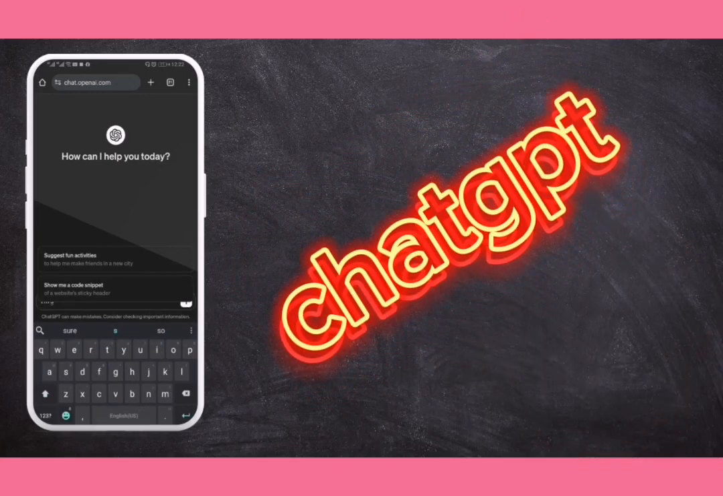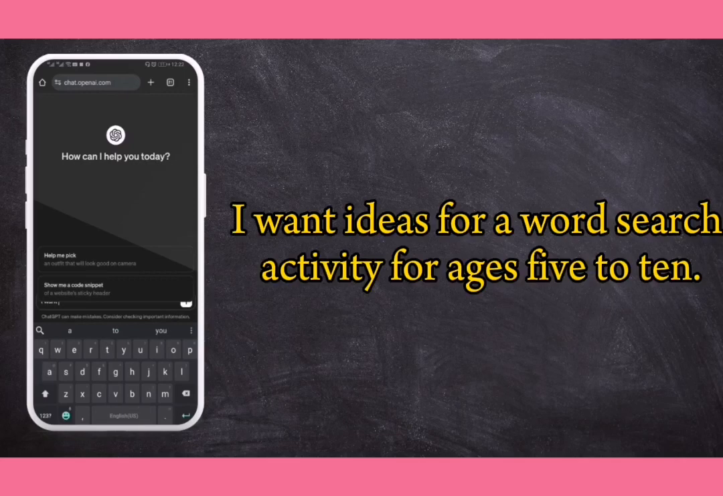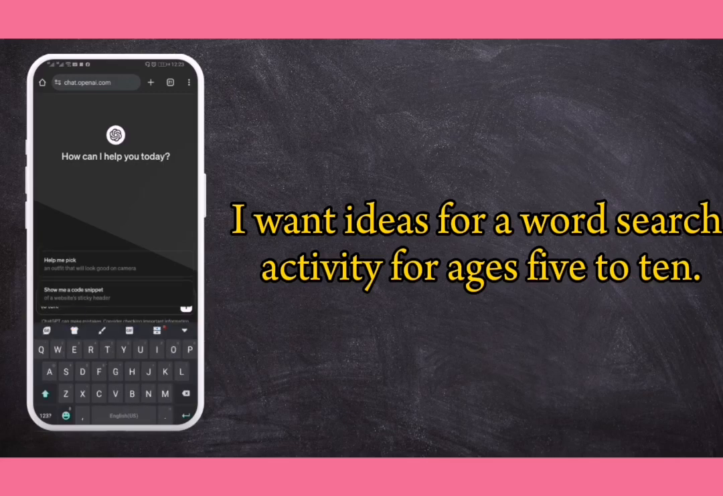So the first thing you need to do is go to chat.openai.com, then you ask your AI, I want ideas for a word search activity for ages 5 to 10. Then you go and enter.